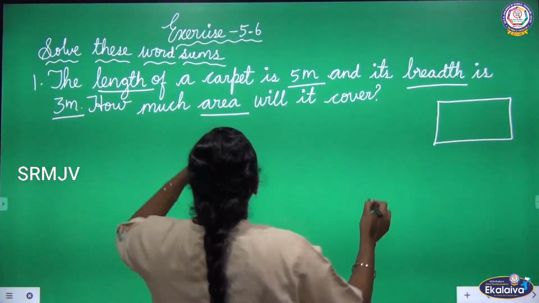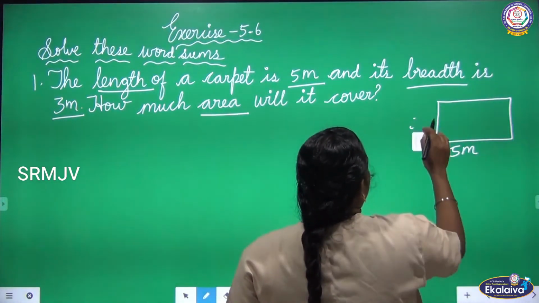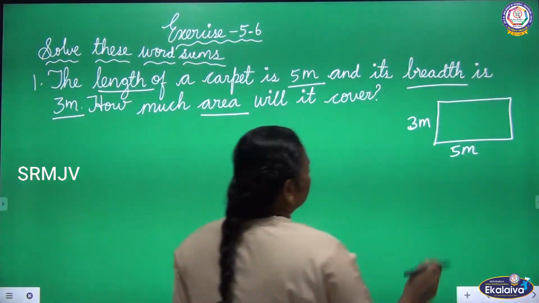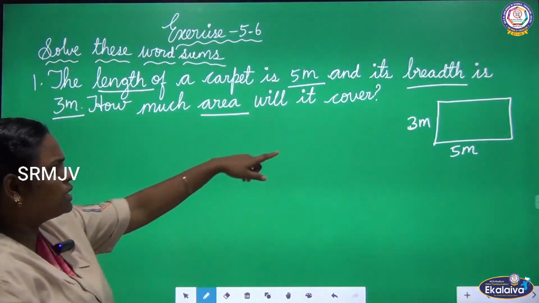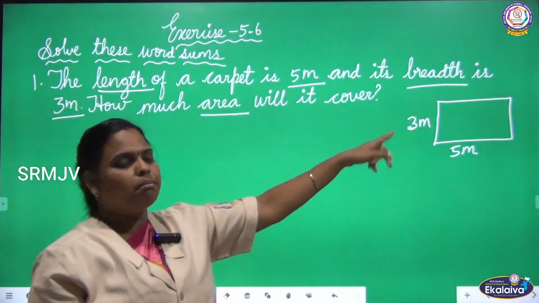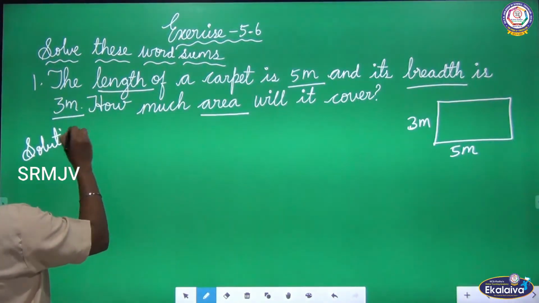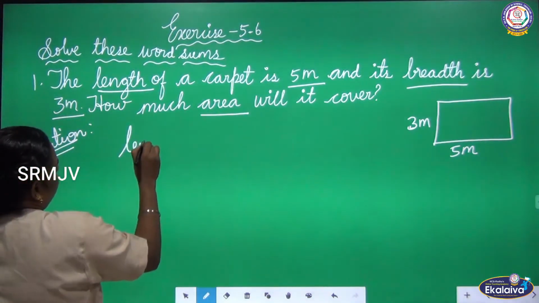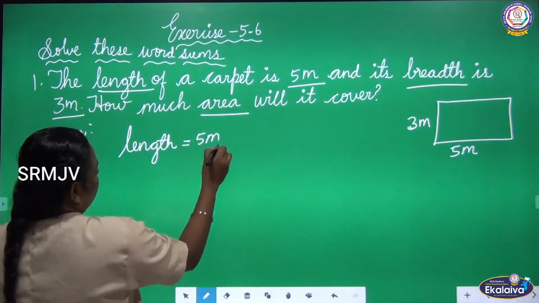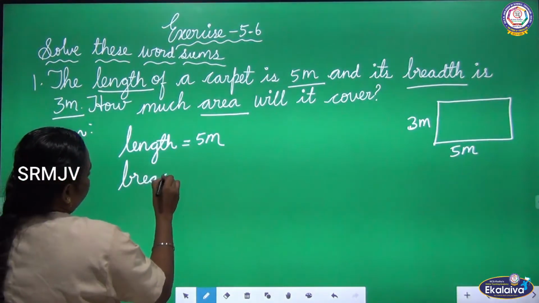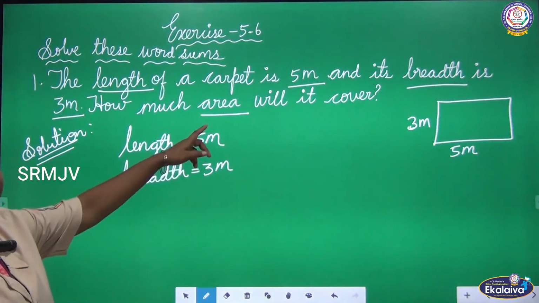They have given length is 5 meter and breadth is 3 meter. We are going to find out the area. So what is the shape, children? They have given length and then breadth. So write solution. They have given length equal to 5 meter and then breadth equal to 3 meter. So we are going to find out the area of the carpet.